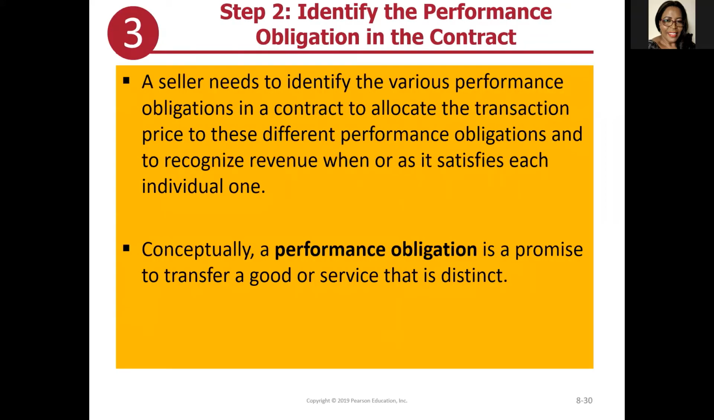A seller needs to identify the various performance obligations in a contract to allocate the transaction price to these different performance obligations and to recognize revenue when or as it satisfies each individual one. Conceptually, a performance obligation is a promise. It is a promise to transfer a good or service that is distinct.